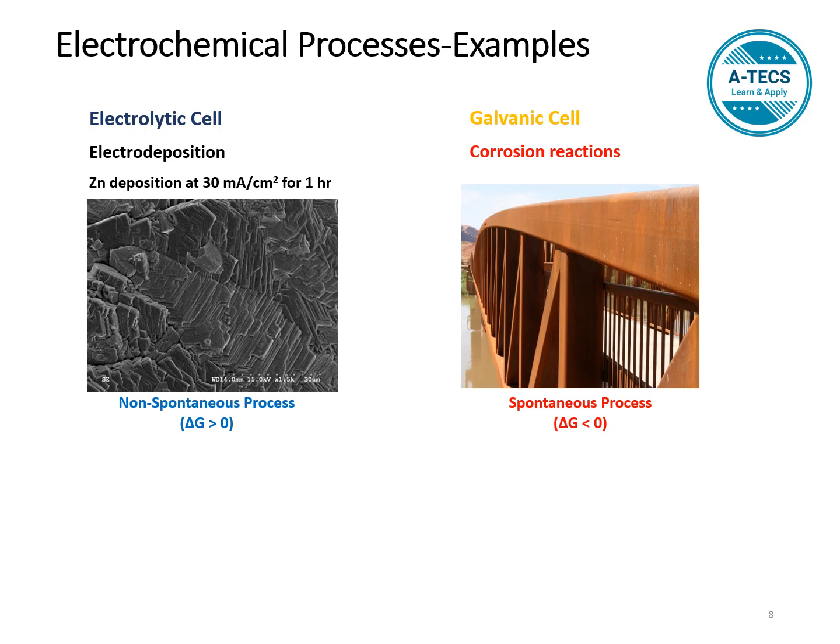Here are some additional examples of electrochemical cells. In an electrolytic cell, we have an example of electrodeposition of zinc on the surface of aluminum under applied condition. So in an electrolytic cell, we need to supply an external energy to promote the deposition of dissolved metallic ions on a conductive surface. That is why this process is non-spontaneous in nature, and the difference in Gibbs free energy is always greater than 0.